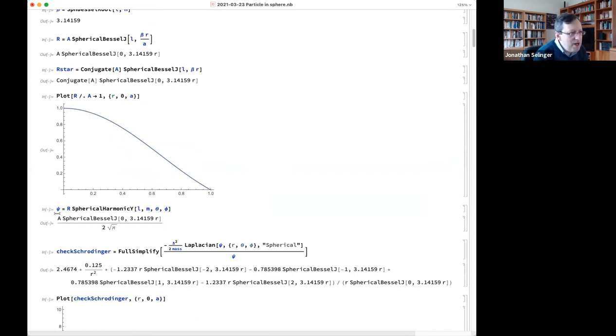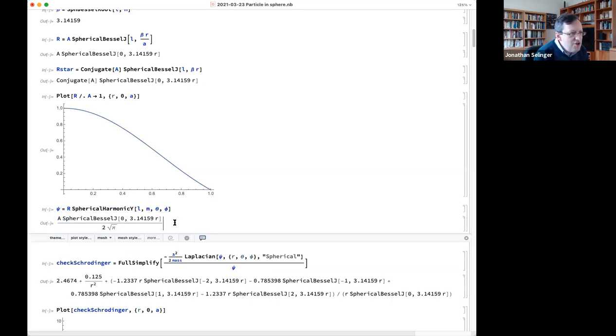I am multiplying that by the appropriate spherical harmonic, the spherical harmonic with L equals 0, M equals 0. That gives us our solution. So this thing is supposed to be a solution of the Schrödinger equation.